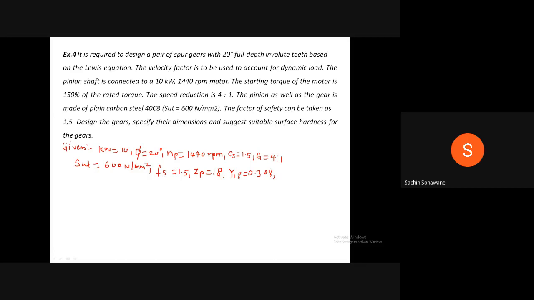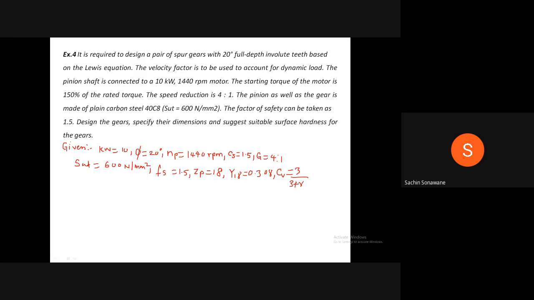Again CV is equal to 3 divided by 3 plus V. This much quantities they have given and they have told us to calculate. Design the gear. Design the gear means we have to find out module. Always remember, design the gears means we have to determine module.